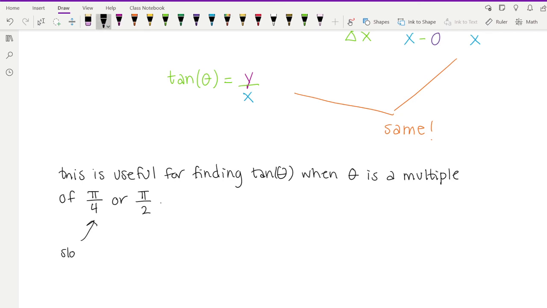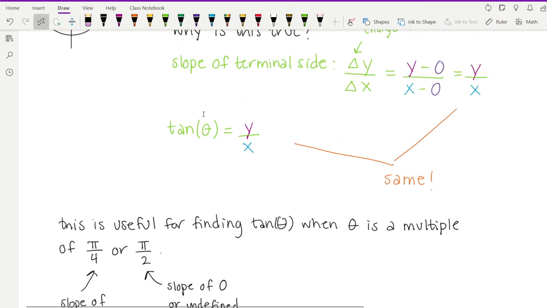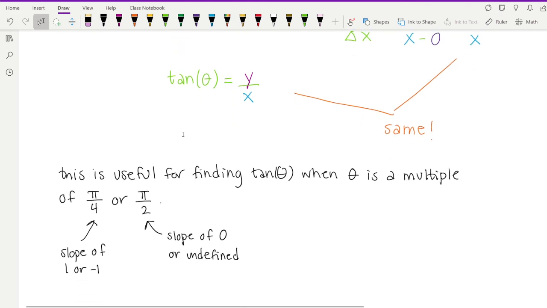So, a slope of either 1 or -1. And then if your angle is a multiple of pi over 2, it's either going to be vertical or horizontal. And so that's going to be a slope of 0 or undefined. So that's just a little shortcut that I wanted to mention, but the main way that you're going to be calculating tangent is by doing y over x.